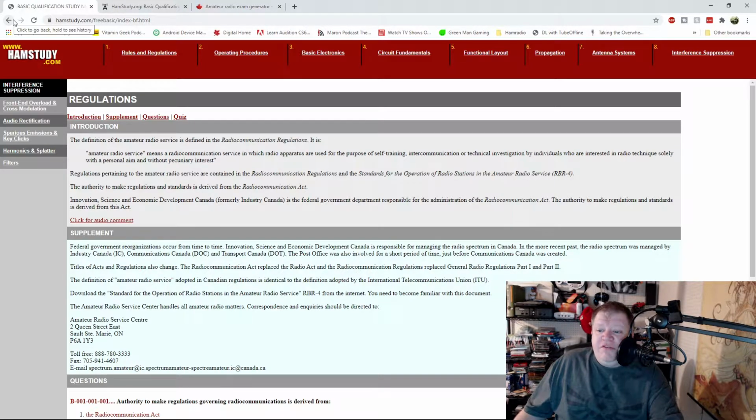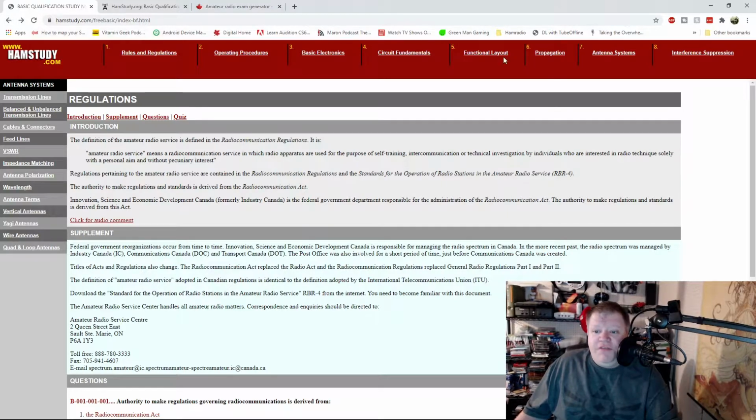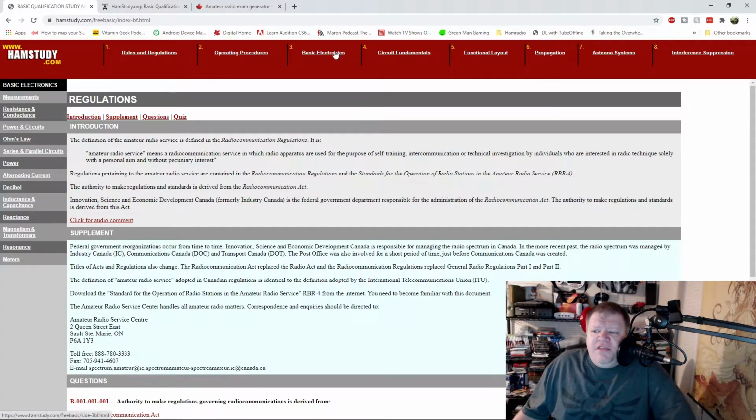Now, my account seems to be still active, so yay. I did not know that, but yeah, all this is there. And this can be handy because if you're failing in an area and you're not sure, you can click on this and go through what needs to be done. So measurements, resistance and conductors, power circuits, Ohm's law, series, power, antenna current, decibels, and so on. It's all here. And this will make more sense in a second when I get into the next part.